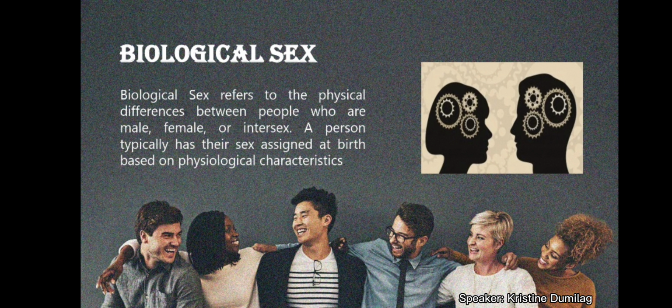At birth, female assigned people have higher levels of estrogen and progesterone, while assigned males have higher levels of testosterone. Assigned females typically have two copies of the X chromosome, and assigned males have one X and one Y chromosome.